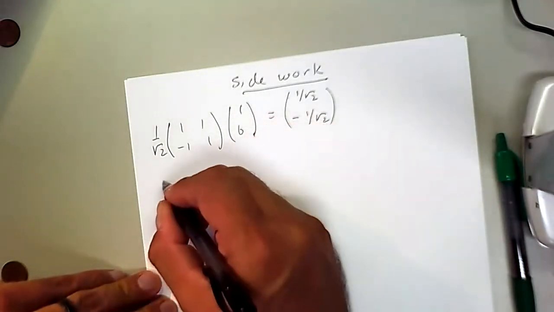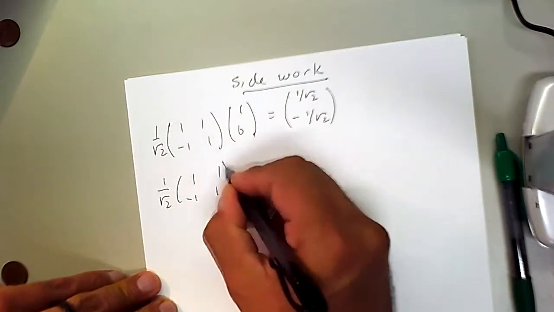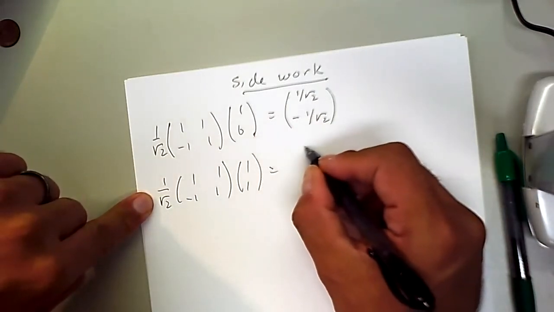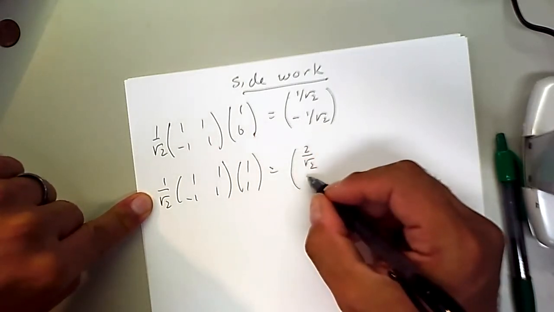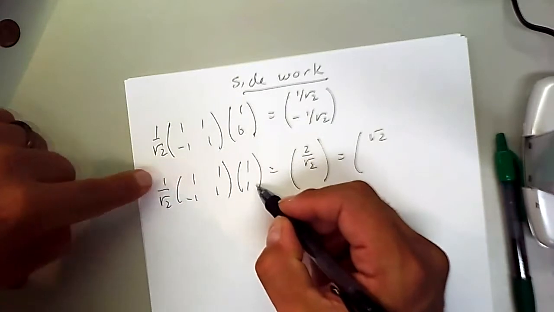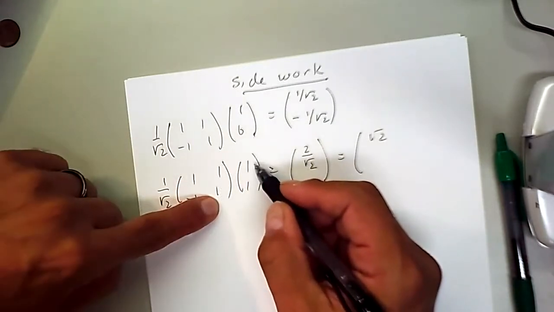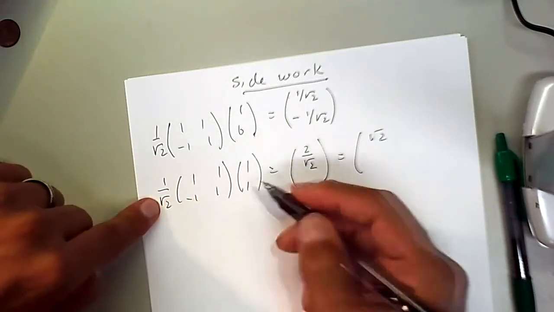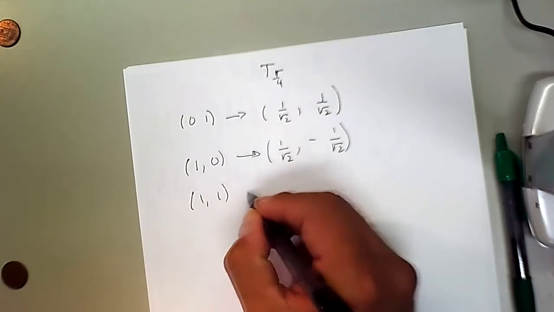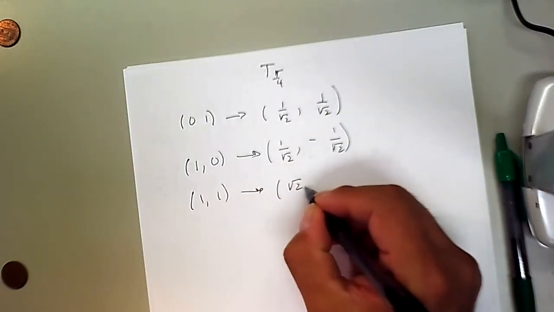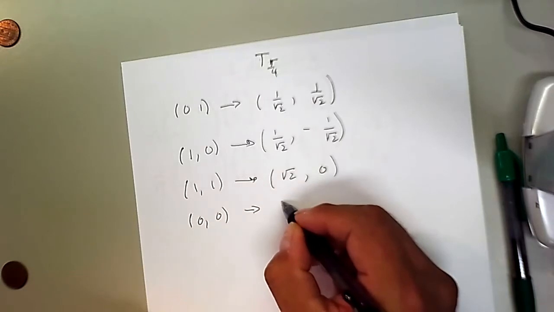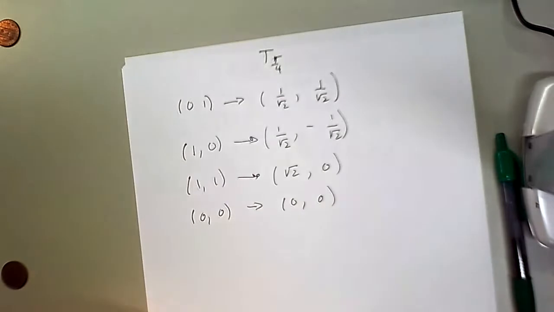Okay, how about 1, 1? 1 over the square root of 2, 1, negative 1, 1, times 1, 1. So 1 plus 1 is 2 over the square root of 2, which is, by the way, the square root of 2. We should simplify that. And then when we multiply the second row with this column, we end up with negative 1 plus 1, which is 0, times that, still 0. So 1, 1 goes to square root of 2, comma, 0. And we know that 0, 0 goes to 0, 0.